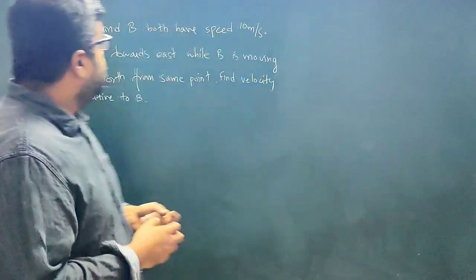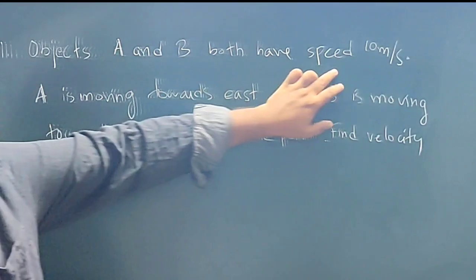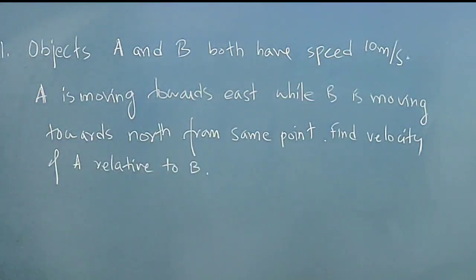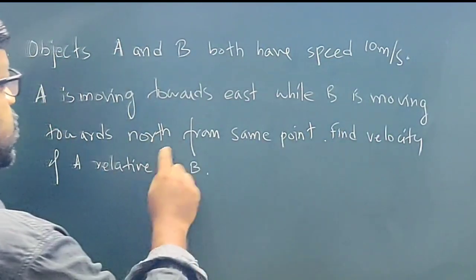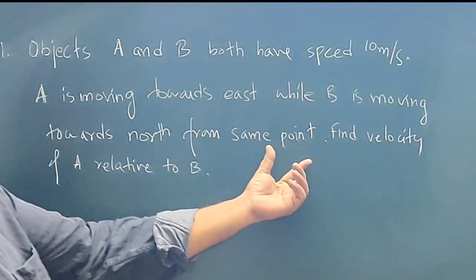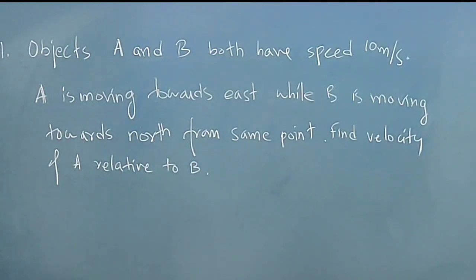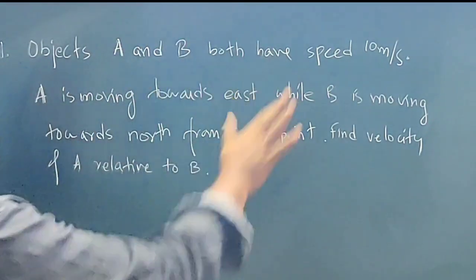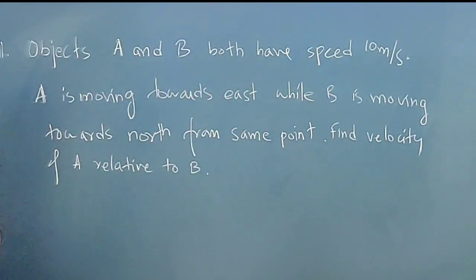Okay, so this is the first question. Objects A and B both have speed 10 meter per second. A is moving towards east while B is moving towards north from the same point. Find the velocity of A relative to B. First, let us convert this information given in the question into a diagram.